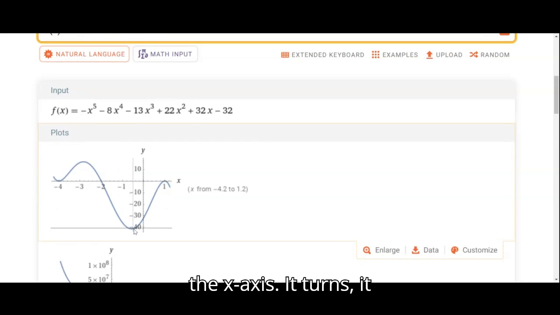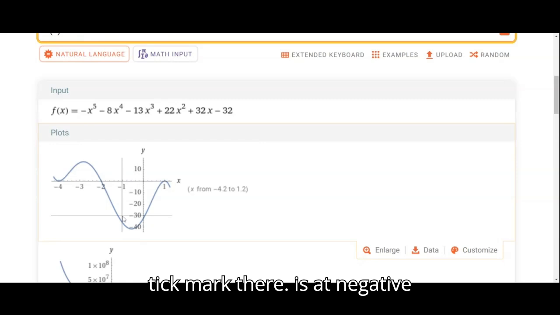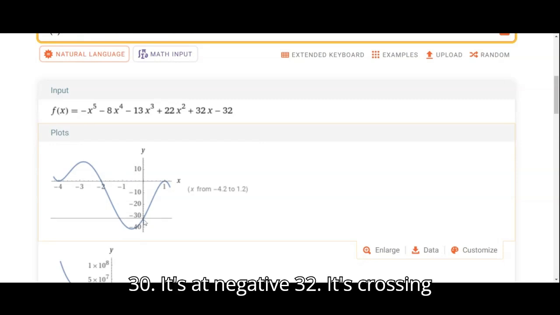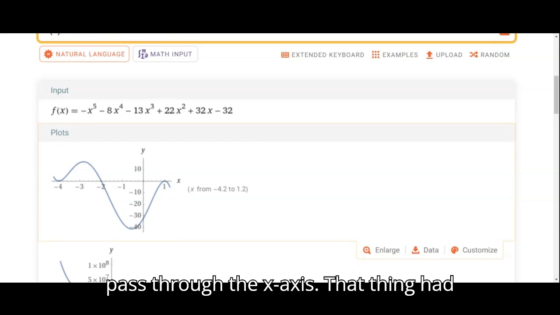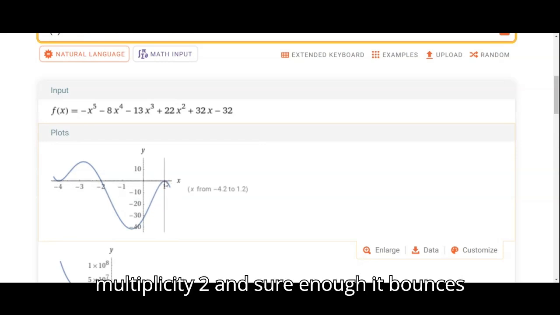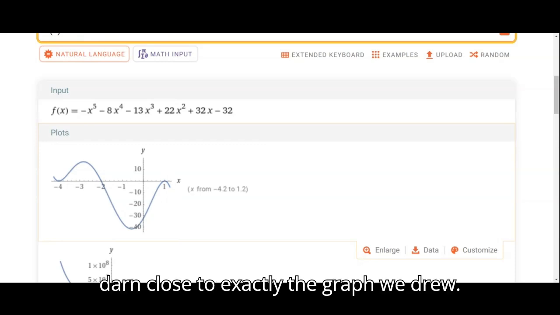It turns, it comes up, it hits the y-axis. Notice the tick mark there is at -30. It's at -32. It's crossing the y-axis. Comes up, it hits that x-intercept at 1, and notice it doesn't pass through the x-axis. That thing had multiplicity 2, and sure enough, it bounces off of it. And so that's pretty darn close to exactly the graph we drew.